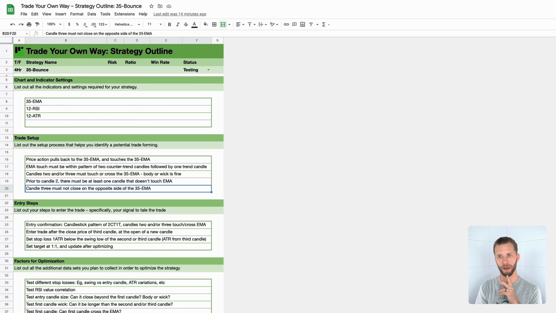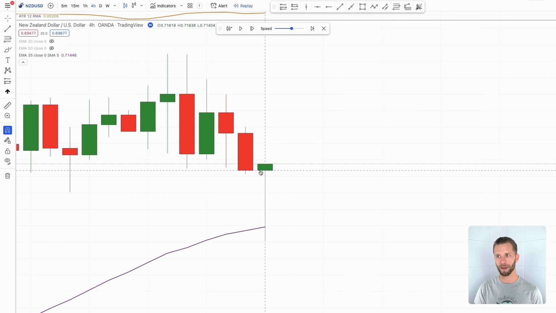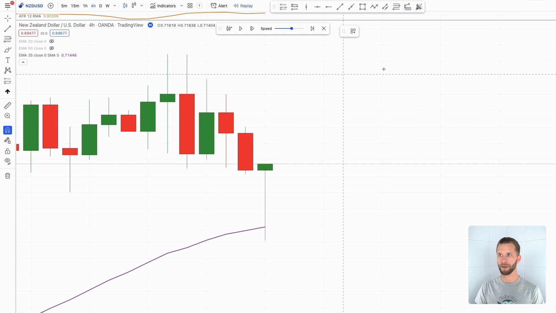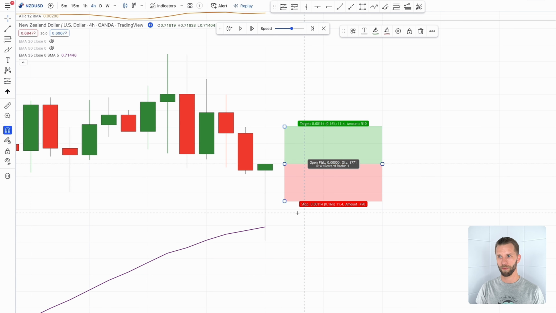Trade setup number 5. Candle 3 must not close on the opposite side of the 35 EMA. We can see from this massive wick, it's dropped right down and people have pushed the price right back up. So it has not closed on the wrong side. We have a valid trade setup. So once again, I can get my trade tool going along. I can click at the close price here and move it along one.